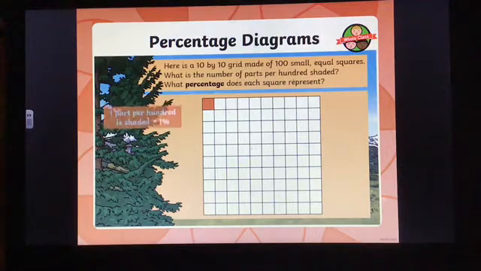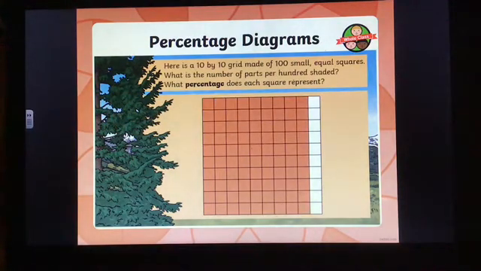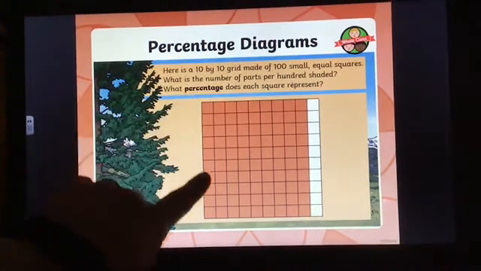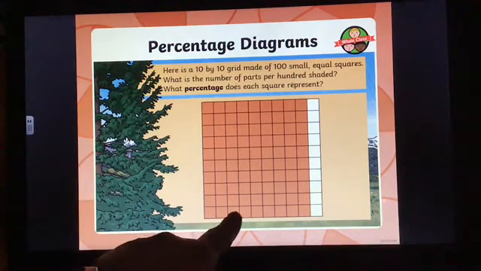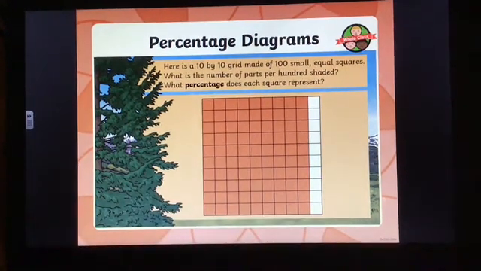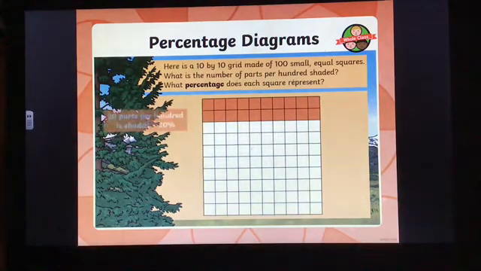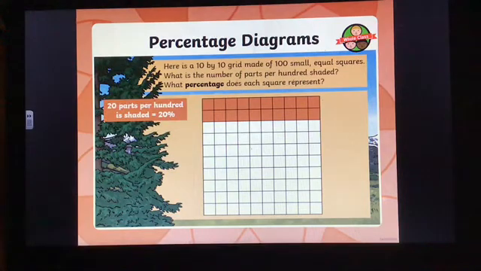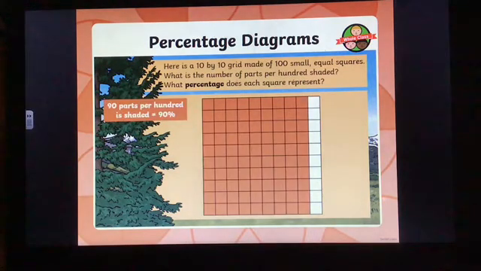If I look at the next diagram, this time, how many squares have I got shaded in? Well, I know that each column is 10, so if I count across 10, 20, 30, 40, 50, 60, 70, 80, 90, I've got 90 squares shaded in. 90 out of 100 is 90%. Let me just go back, 90%.